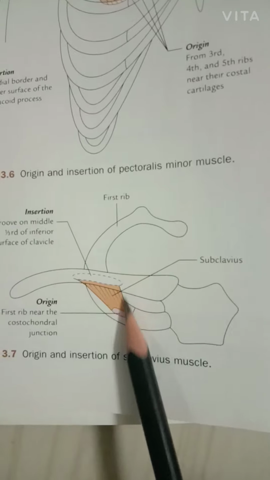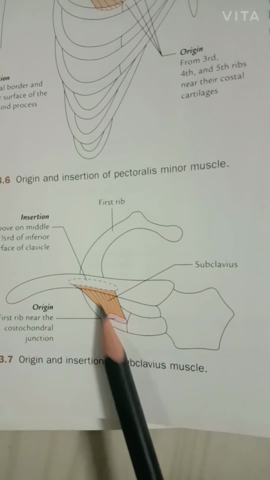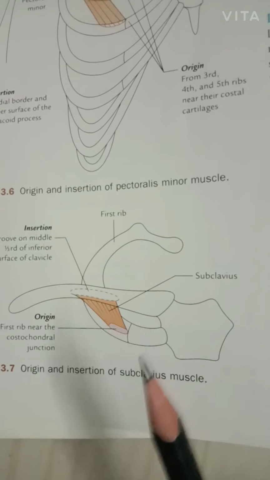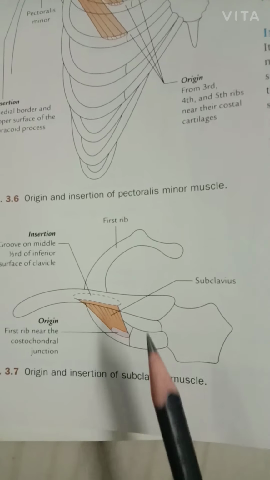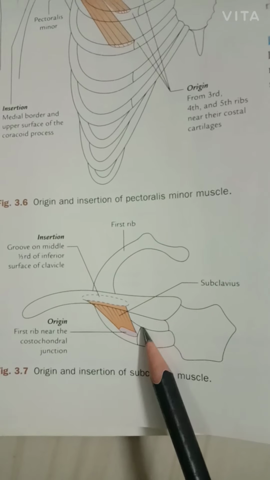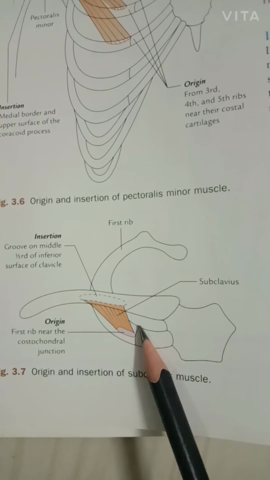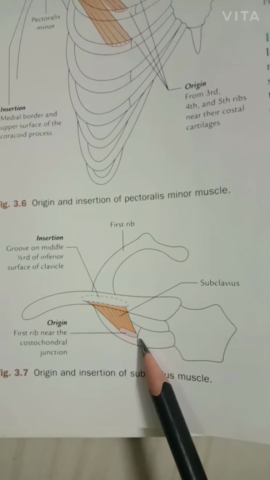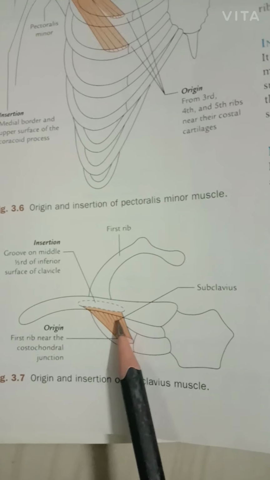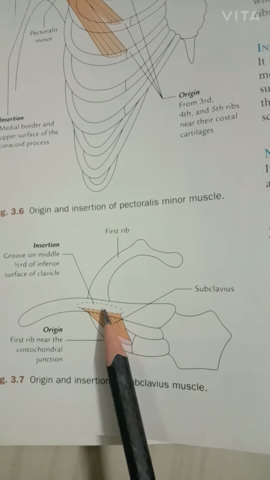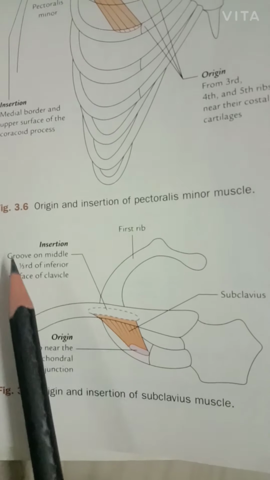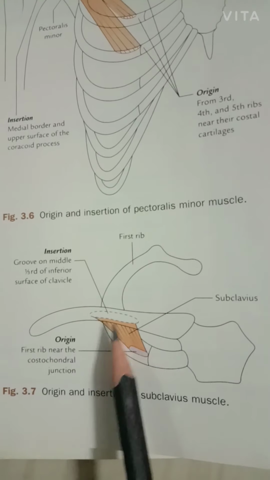Then next to it, that is the subclavius muscle. So here you can see the subclavius muscle. The origin of this muscle, that is the first rib at the costochondral junction. So here you can see that is the first rib, and this one, that is the costochondral junction. Then the insertion of this muscle, that is the subclavian groove, which is present at the middle 1/3 of the clavicle. So this one, that is the subclavian groove.